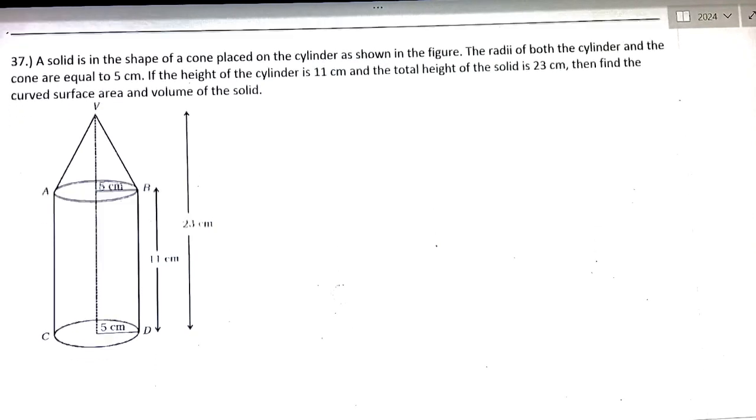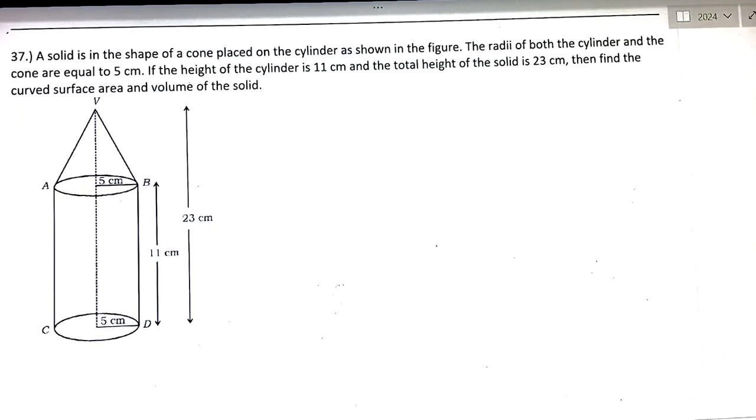A solid in the shape of a cone placed on a cylinder as shown in the figure. The radius of both the cylinder and the cone is equal to 5 centimeter. If the height of the cylinder is 11 centimeter and the total height of the solid is 23 centimeter, find the CSA and volume of the solid. Okay, this is a direct question.